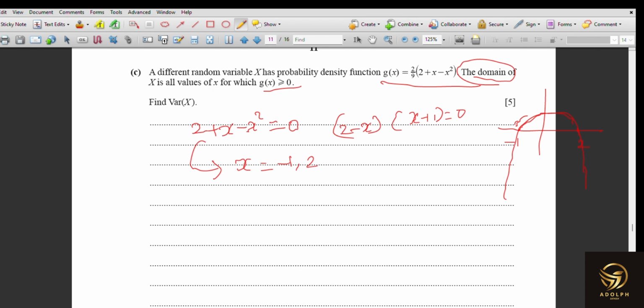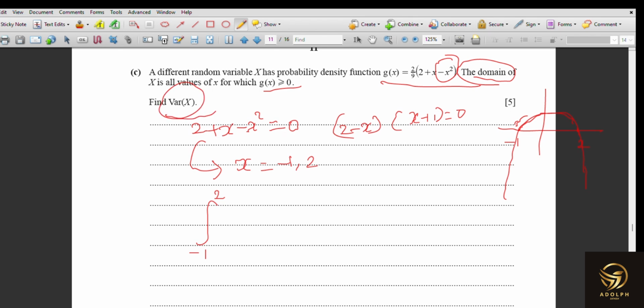How can you say that? Because it's a quadratic parabola. The parabola intersects the x-axis and it is open downward, just because it is negative x square. So -1 to 2 is the domain. So -1 to 2 is the domain for the function, and we want to find out the variance.